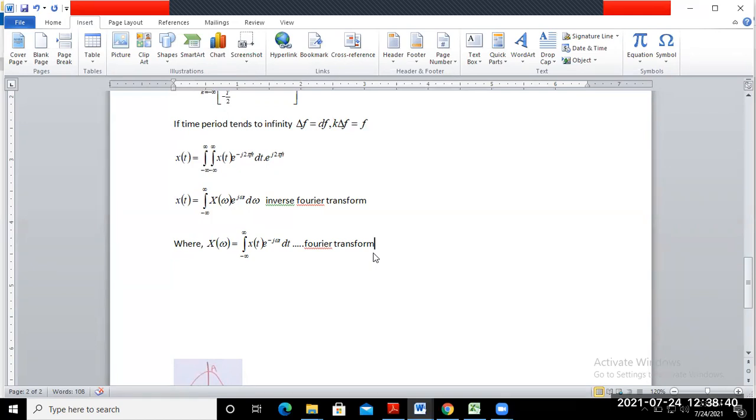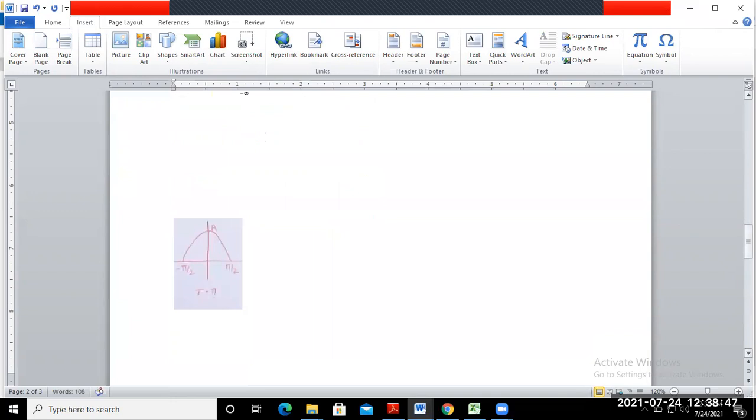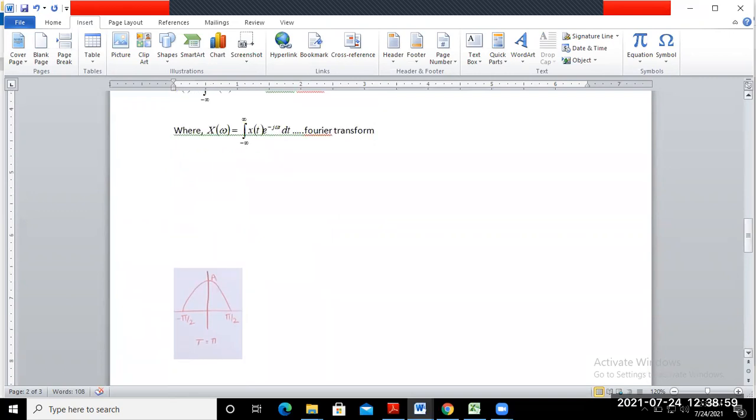Now, if you want to find the Fourier transform of a cosine signal, that means the Fourier transform of the cosine function, just find the Fourier transform of the function f(t) equal to cos omega t, or x(t) equal to cos omega t.